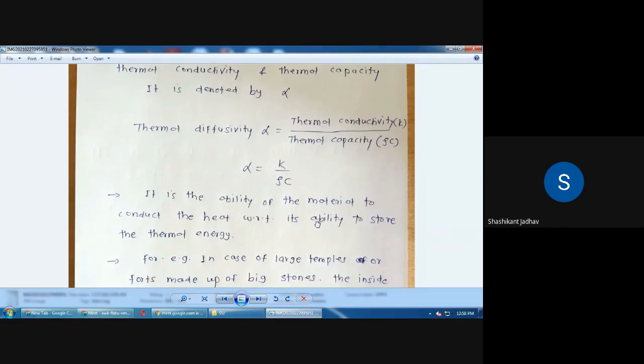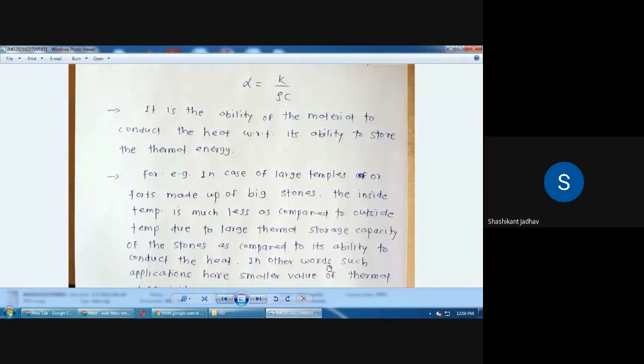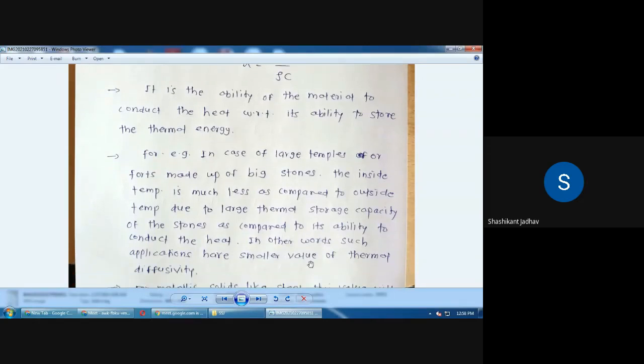So we take two examples, temples and forts. For those there is a low value of thermal diffusivity, because in that case thermal conductivity is less as compared to the thermal storage capacity. The stones we use for forts and temples have low thermal diffusivity, because their thermal conductivity is less as compared to the thermal storage capacity. Because of that, the inner temperature is less as compared to the outer temperature.